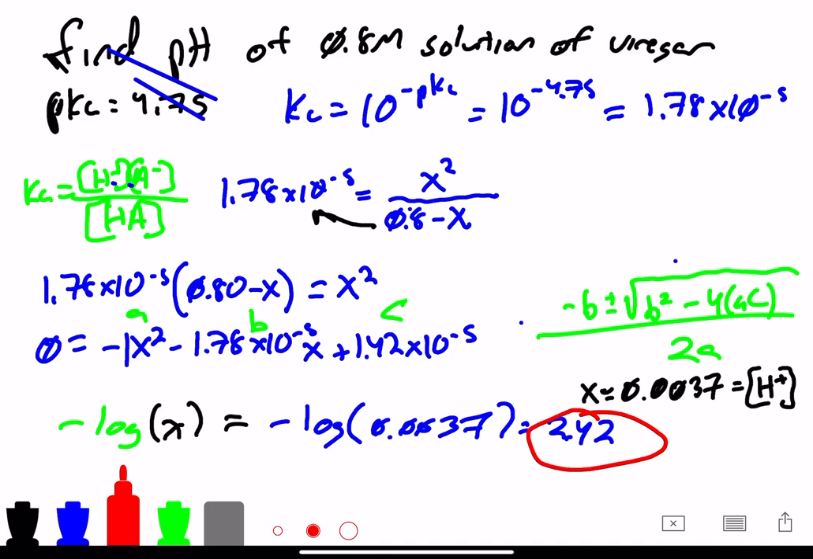Now, in some cases we can use something called the approximation method, which is going to be a lot easier. And we can do this whenever the Ka of an acid is less than 1 times 10 to the negative fourth. So if we were going to find the pH of that same solution, we look at the Ka. Well, it's 1.78 times 10 to the negative fifth. Well, this is less than 1 times 10 to the negative fourth, because it's 10 to the negative fifth.